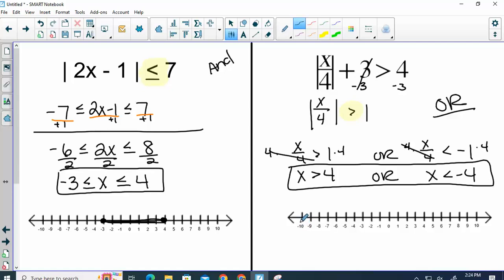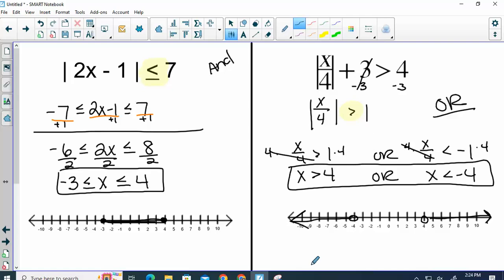Will these have open or closed circles? Open. So we have an open circle at 4. That one was greater, so going to the right. And then less than -4, so open circle at -4 going to the left. So when we graph them, they go opposite directions. Does that make sense to everybody?